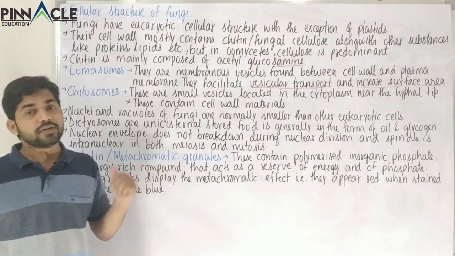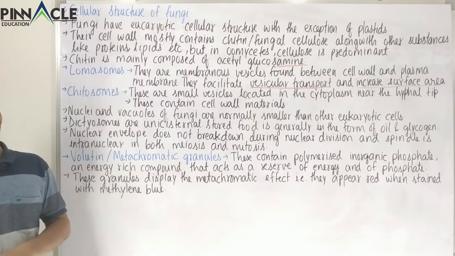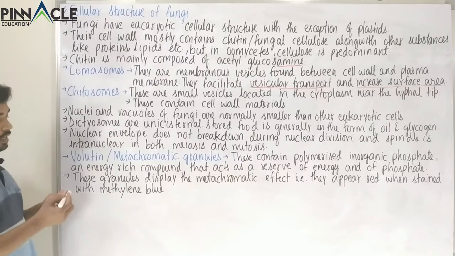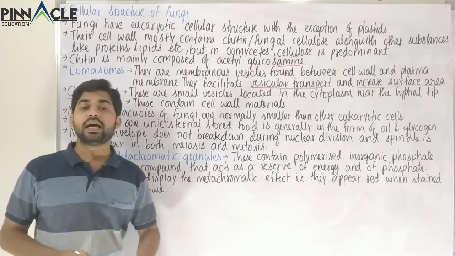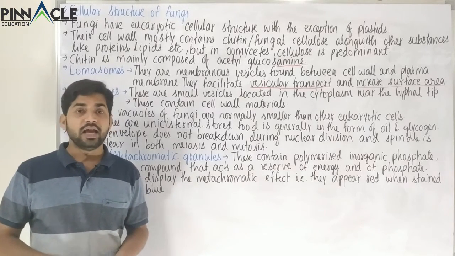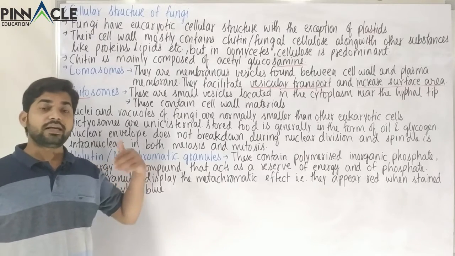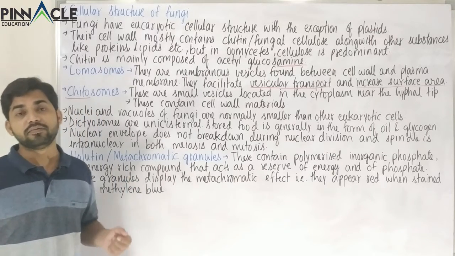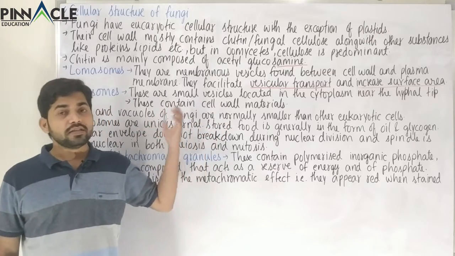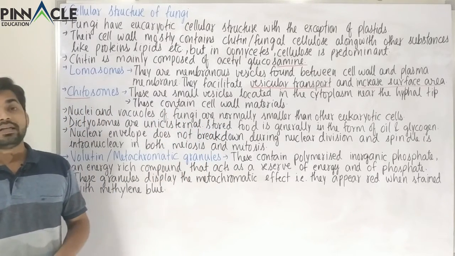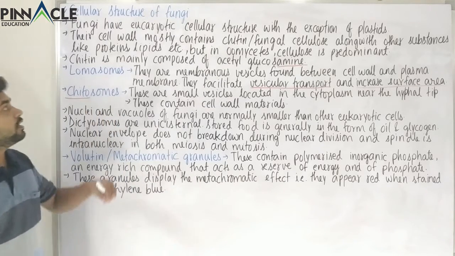Now there is some other vesicle like structure which is present near the ends of the hypha, and these are called chitosomes. So we can know from the name that it is chito. The name suggests that it has something to do with chitin, and we know where chitin is located. Chitin is mainly contained inside the cell wall. So these chitosomes are small vesicles, and obviously these vesicles are located in the cytoplasm, and these contain the wall forming material, and we know what the wall forming material is, that is chitin.